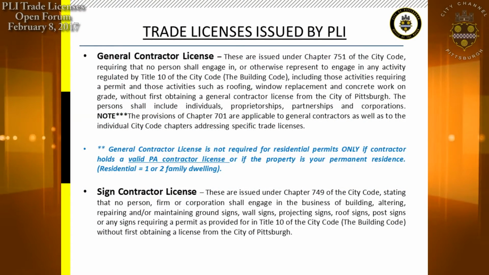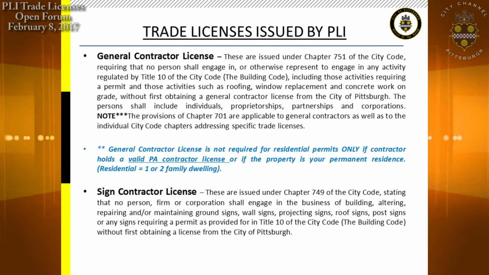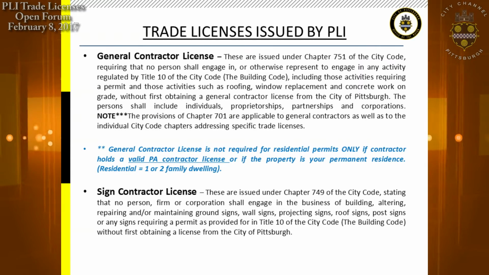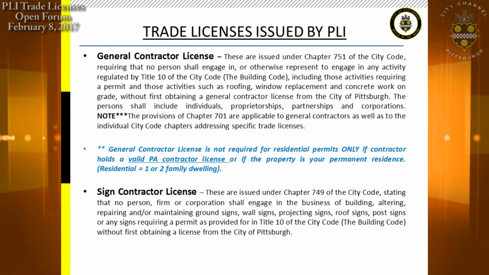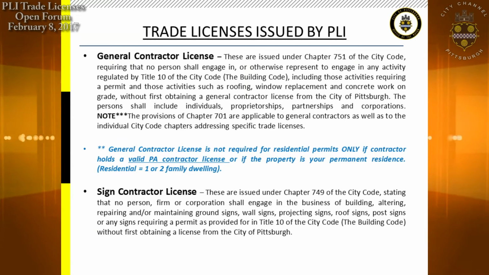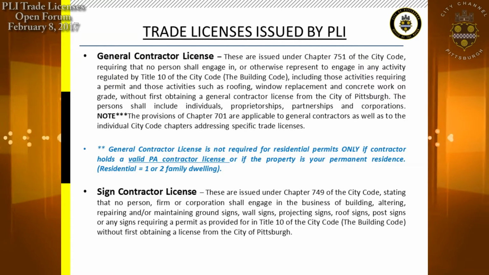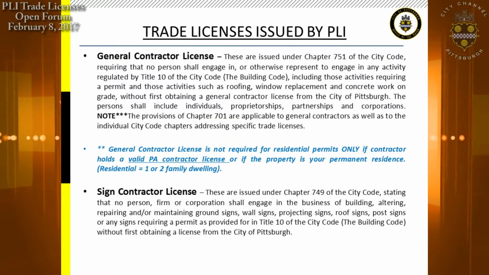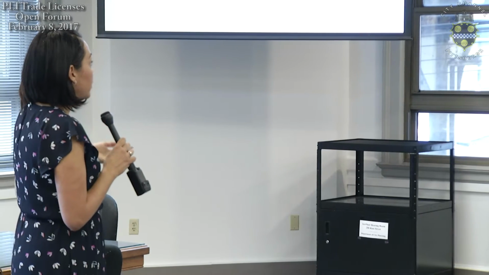If we look at a general contractor license, they're issued under Chapter 751 of the City Code. These are required for everyone who wants to do work in the city and pull permits, especially for commercial permits. In the residential area, there is a small exception. If you carry a PA contractor license, you can pull permits for residential without acquiring a license for the city. Also, you can pull permits for residential if it's your permanent home. So if you're working on your own home, you don't need to pull the license. This is also very specific in the ordinance, and the ordinance is a public document, so you can find that online as well.